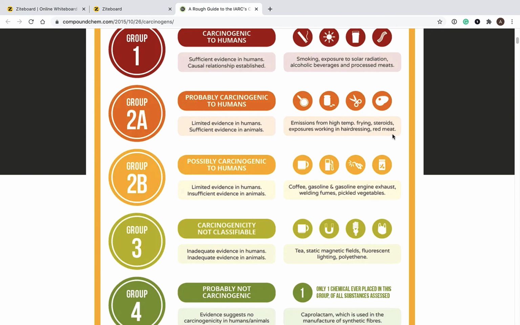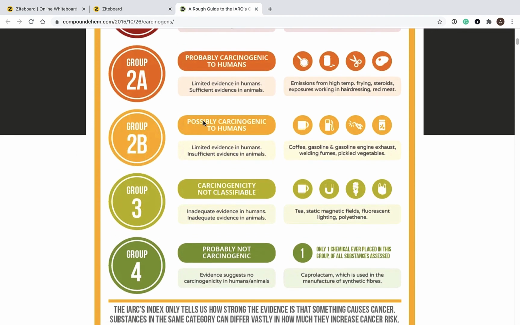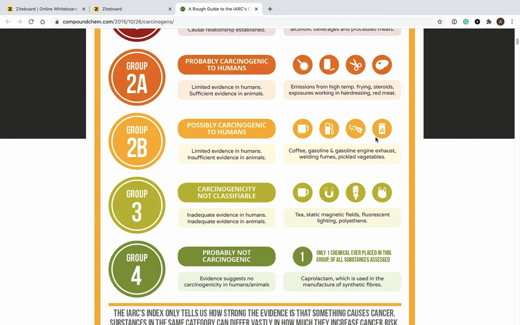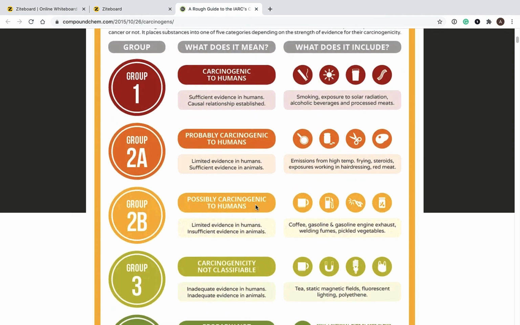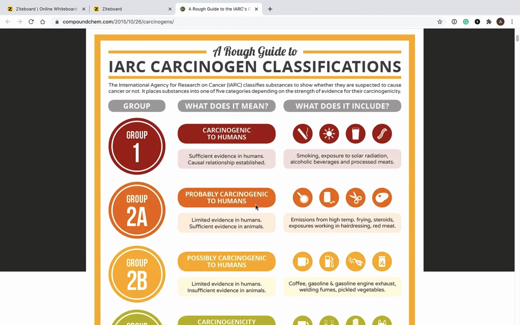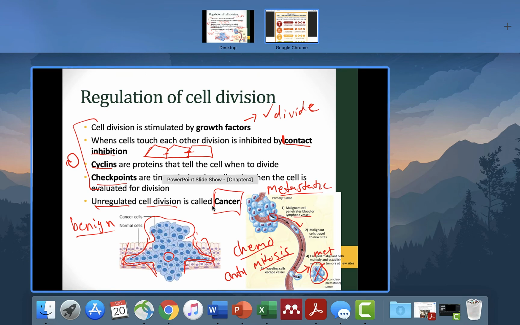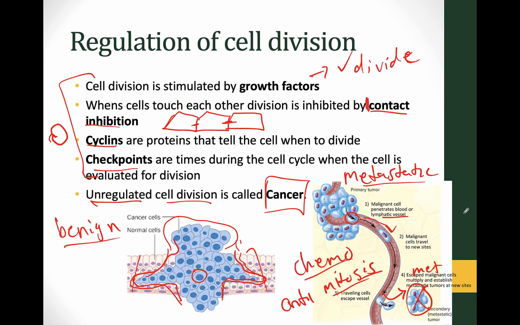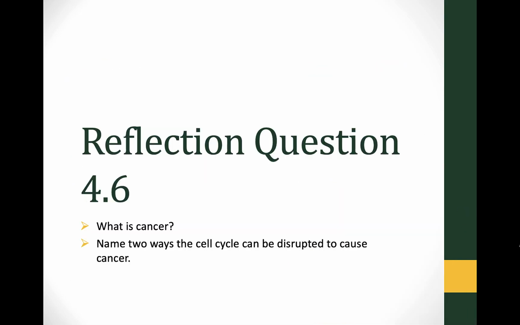And then there's other carcinogens here that are less likely to be linked. These are possibly, but we don't have any conclusive evidence, more anecdotal evidence at this point. So it gives you something to think about as far as the lifestyle choices you make and how those affect your body. So take a minute and reflect on cancer and how it can be caused.